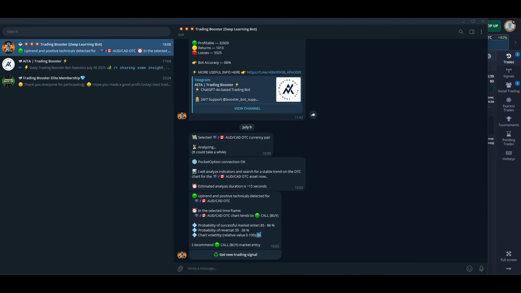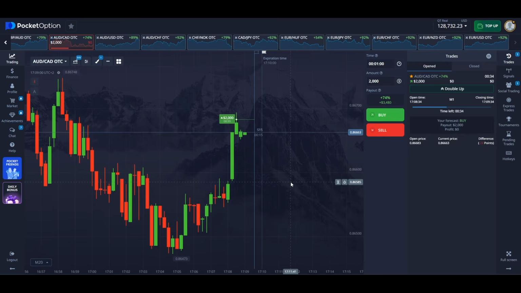And by the way, our volatility is 34. Since these 2 parameters are very good, and the volatility is low, I still took the risk and opened my buy trade. So, you can actually ignore a certain factor if all the other factors are really good.